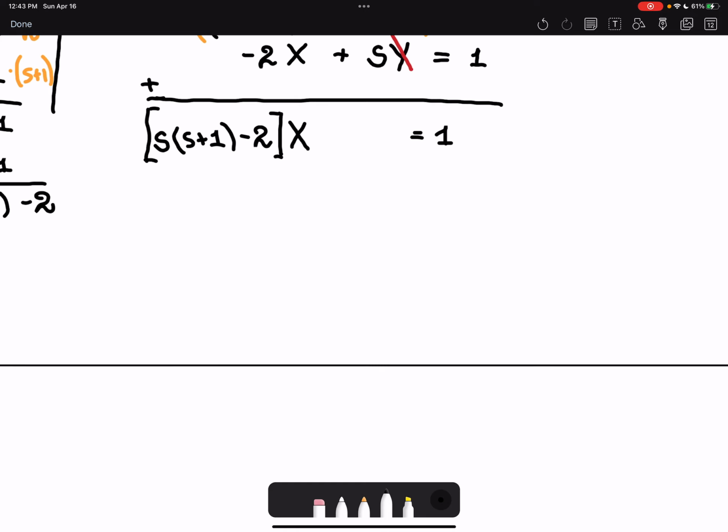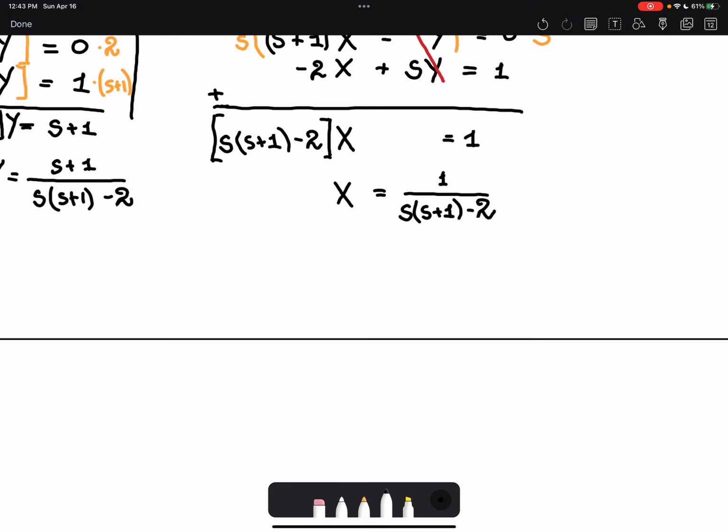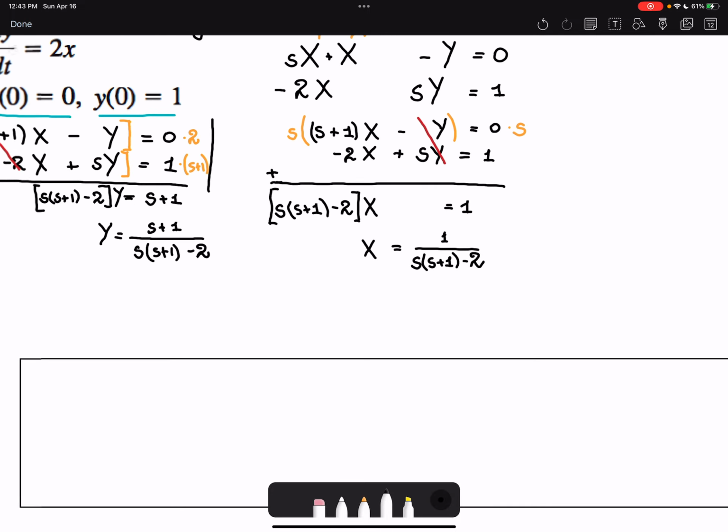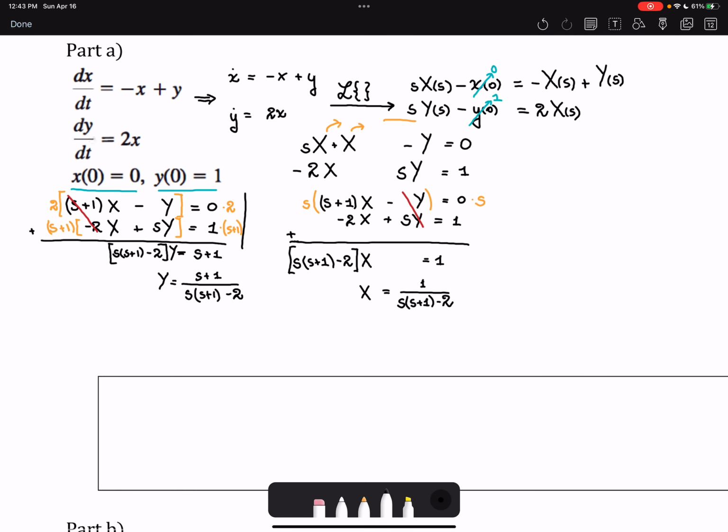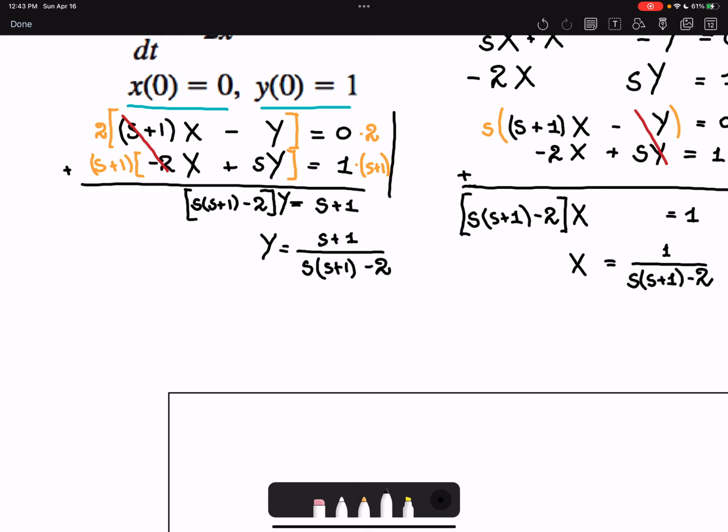So now we get that this big X is really equal to 1 divided by s times s plus 1 minus 2. And now we have our two things. Notice how the denominator is the same. It usually is when we use this technique where we multiplied by the other's coefficient and we add them.